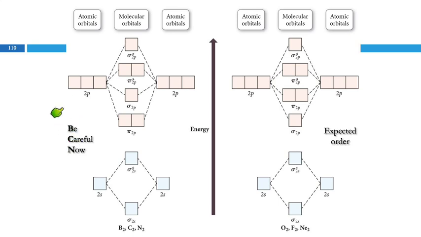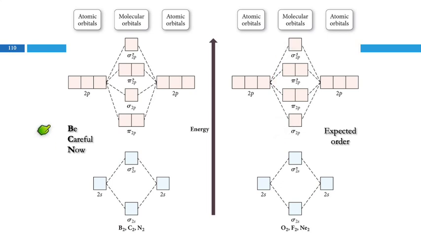So for boron, carbon, and nitrogen, it's going to have a different order. Let's look at the expected order first. So here we've got 2p orbitals, 3 from each, and when they interact, they're going to form a sigma bonding orbital and a sigma star anti-bonding orbital. They're also going to form pi orbitals, both bonding and anti-bonding. And so here, the pi orbitals are in the middle, and the sigmas are on the outside.